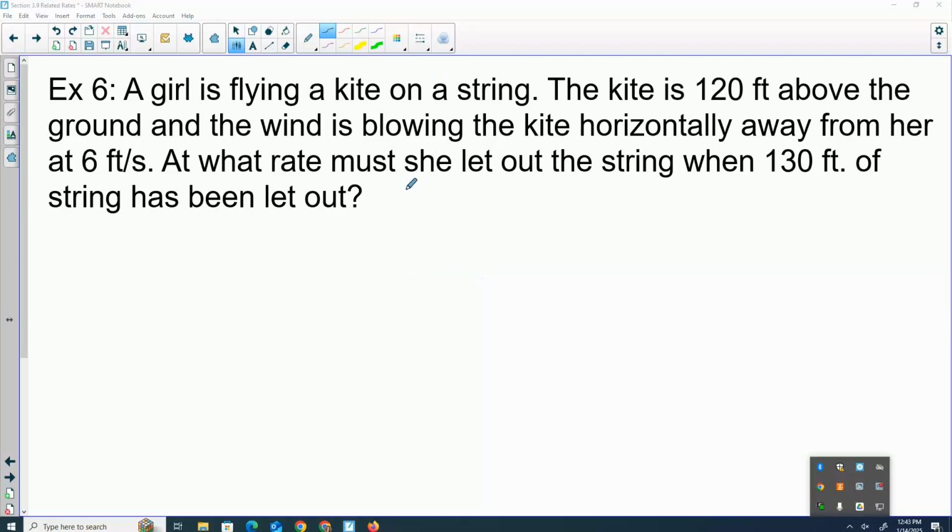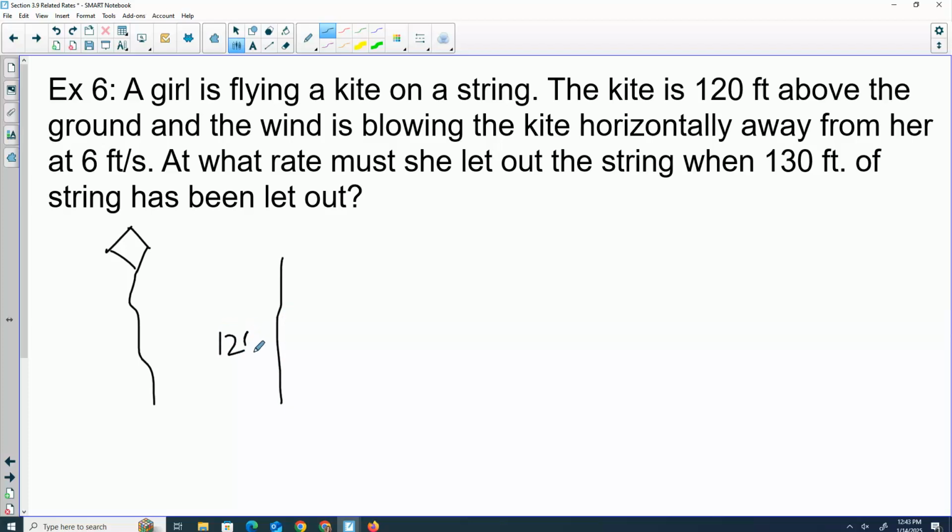A girl was flying a kite on a string. So we have a kite. There's my kite. Okay. The kite is 120 feet above the ground. So that is like our height, right? So that's 120. And the wind is blowing the kite horizontally away from her. So the girl's down here, the kite is being blown horizontally at a rate of 6 feet per second.